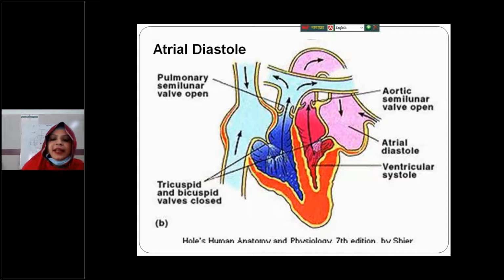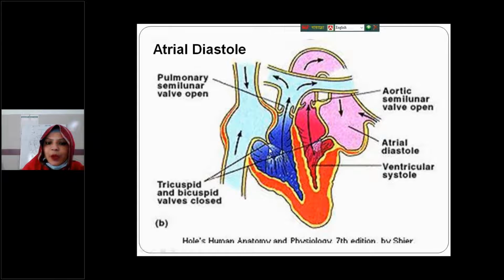See the figure, atrial diastole. See, the AV valve during atrial diastole remains closed. The atrioventricular valves, that is the tricuspid valve and bicuspid valve, both remain closed, because the right atrium gets its blood and is filled with blood, and the left atrium is also filled with blood. The right atrium is filled with blood from the superior vena cava and inferior vena cava, and here through the pulmonary vein, the left atrium is filled with blood.